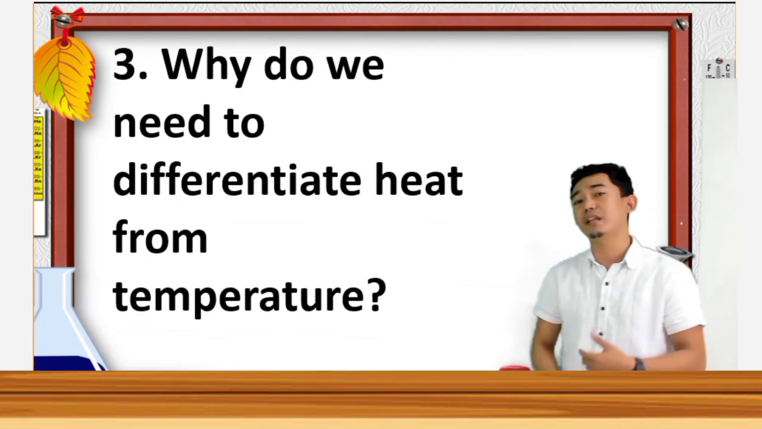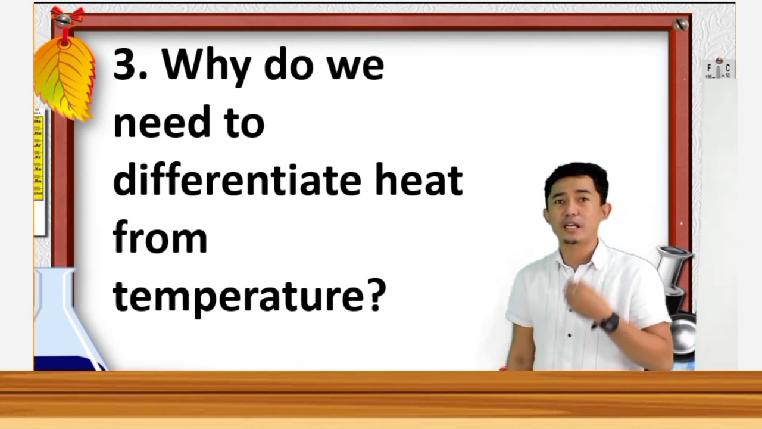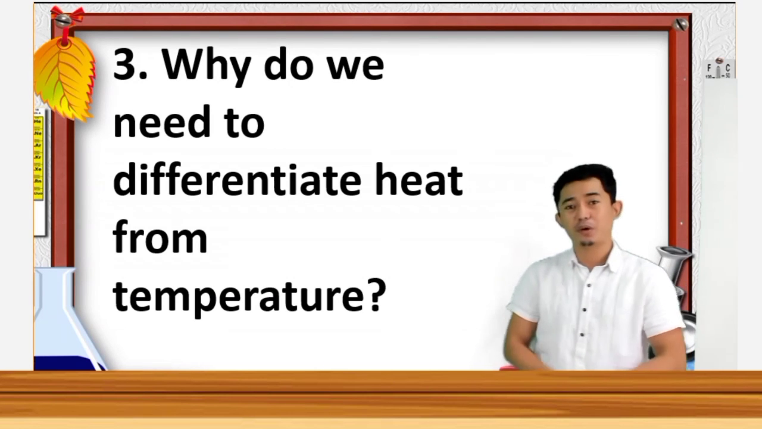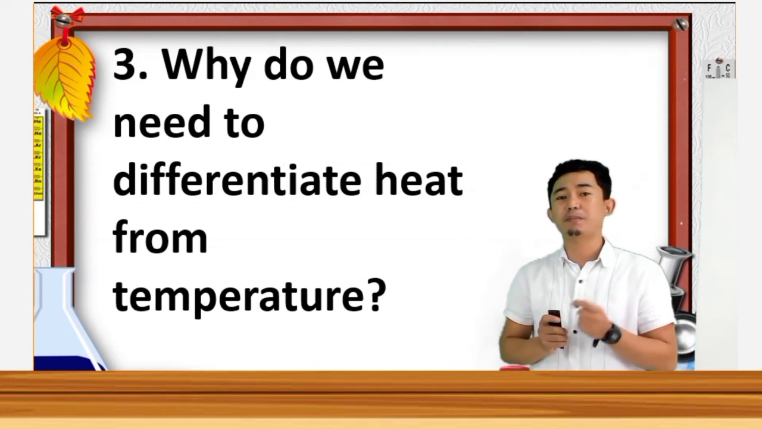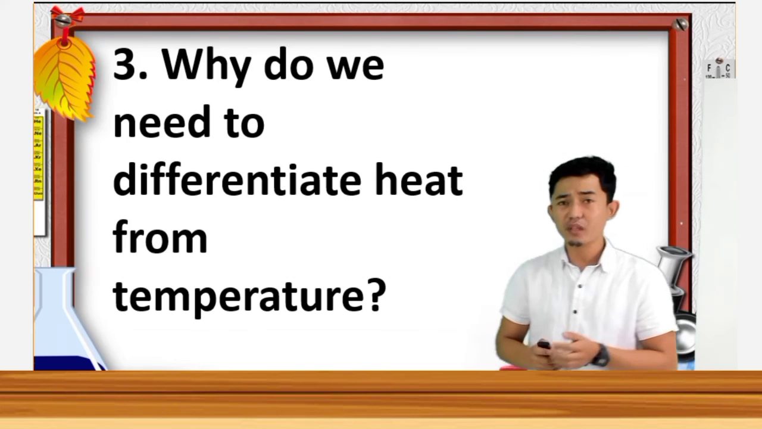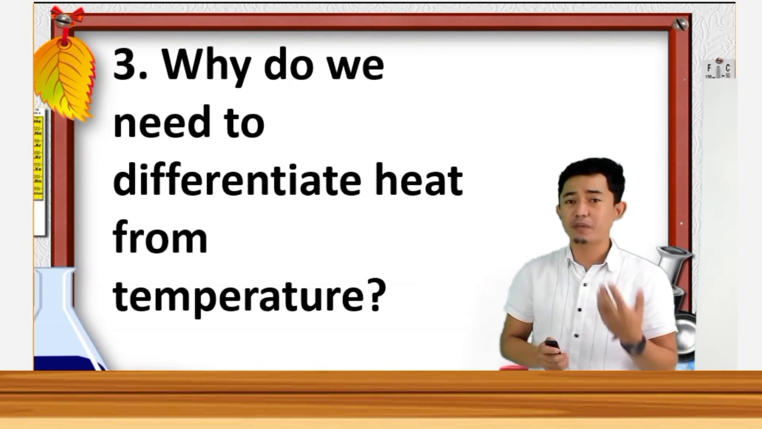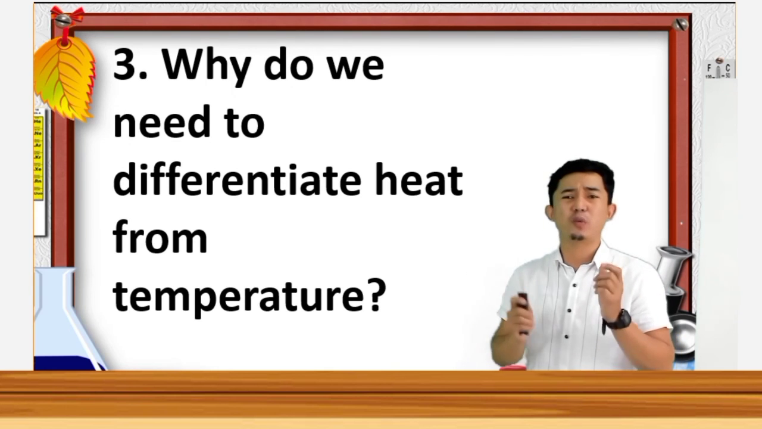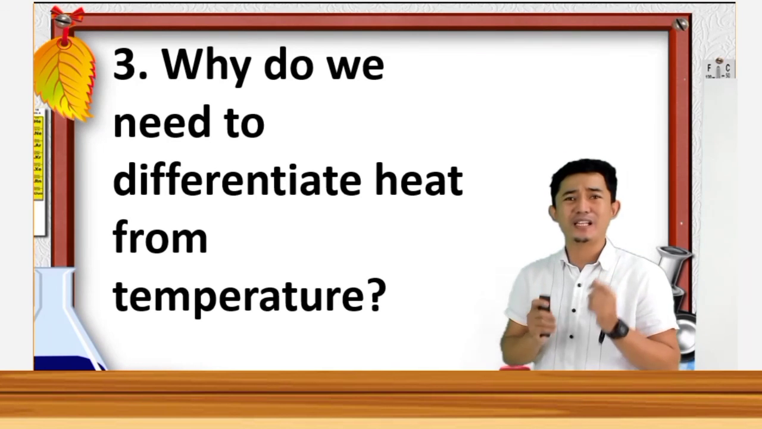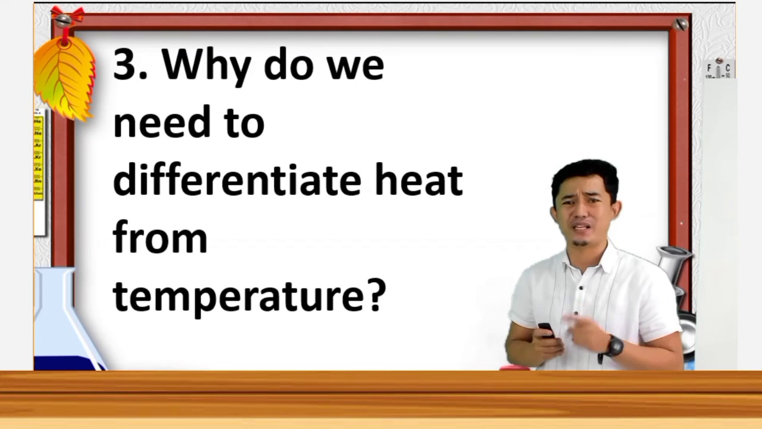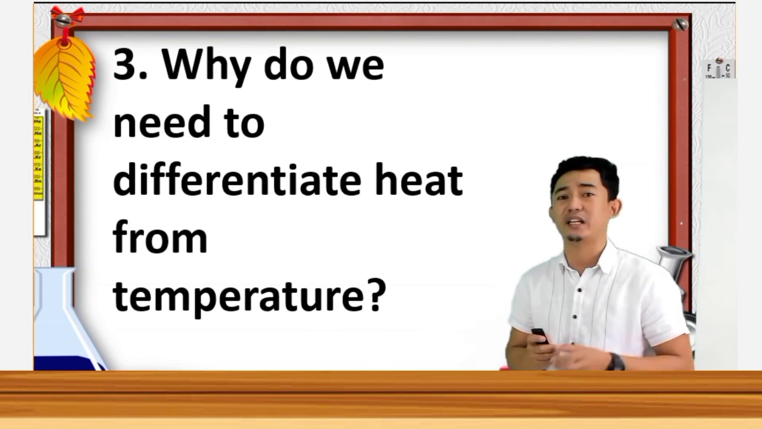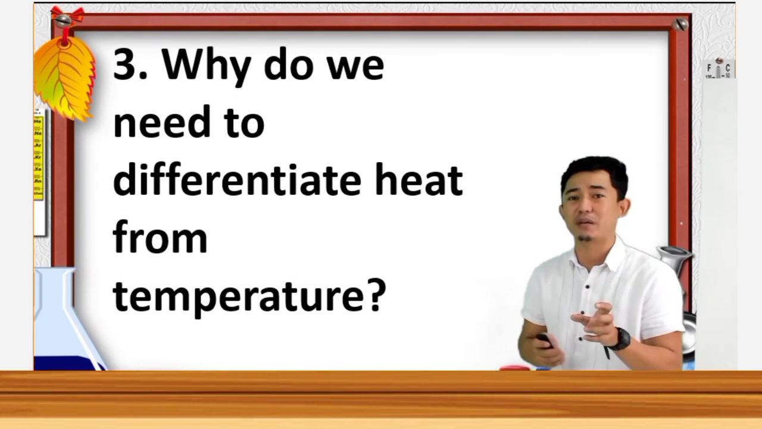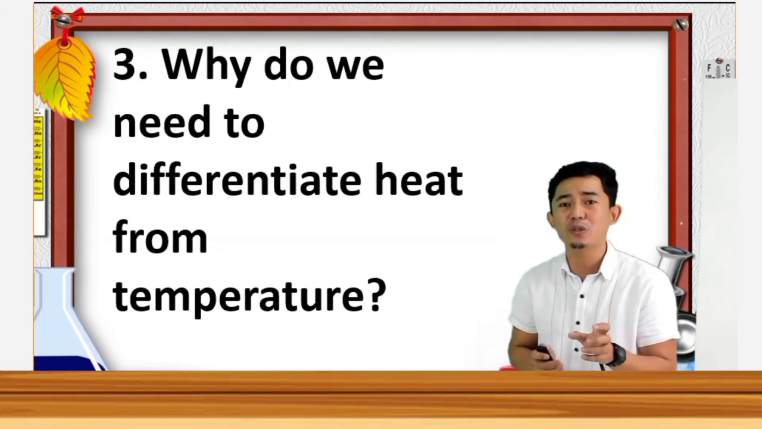Now, aside from those questions, why do we need to differentiate heat from temperature? We need to differentiate heat from temperature, class, because some of the people are quite ambiguous when it comes to heat and temperature. Actually, they are quite related, but they have different concepts. We need to differentiate both of them because each of them has its own property.